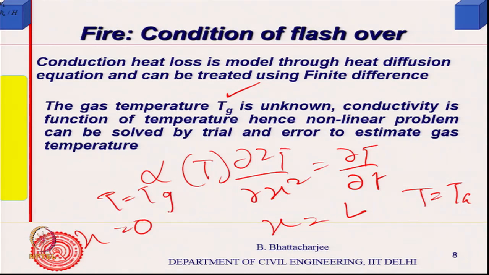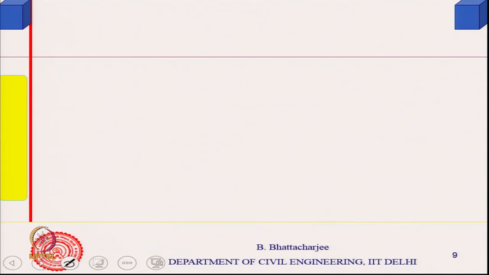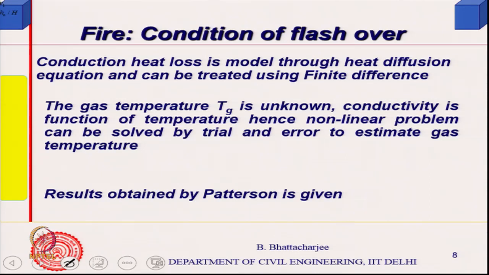For the initial condition, I can assume that everything is at ambient. So you see, the boundary condition is unknown. With unknown boundary conditions, it becomes an inverse kind of problem. It becomes problematic. So one can solve this by a trial and error procedure, right? And people have actually done this.